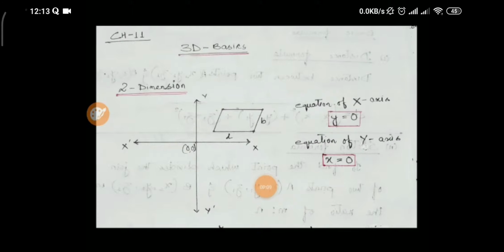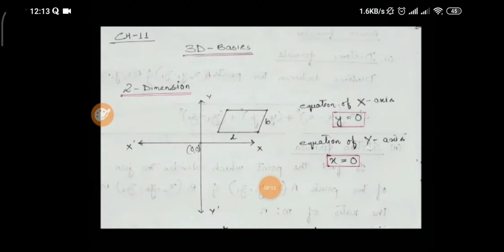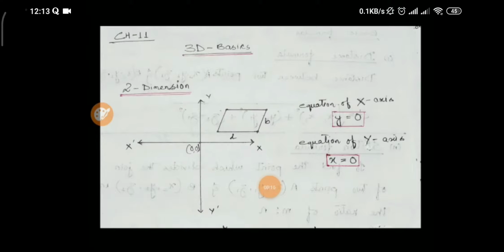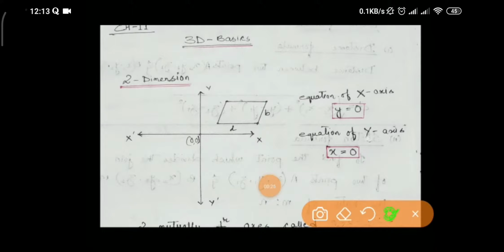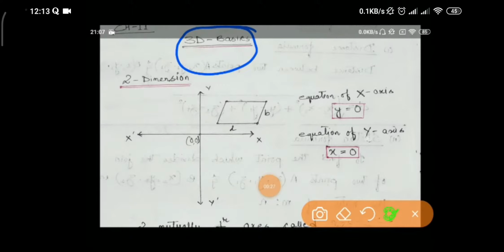This is on chapter 11, which is based on 3-dimension geometry. Before doing it, we will be doing some basics about 3-dimension. So as we all know what is 2-dimension.